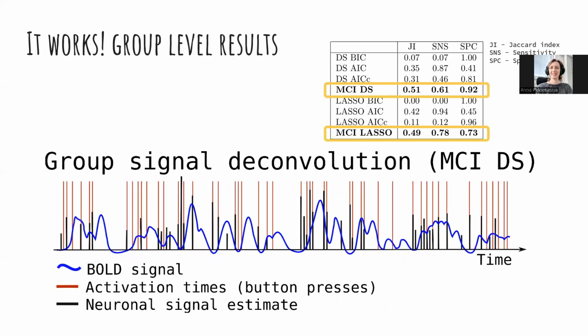We ran the deconvolution on the group signal and compared the results with the ground truth. The result you can see in this picture. The convolved black peaks should correspond to the red peaks that mark button presses. Here, the deconvolution result was quite good and much better than the standard approaches, as you can see from the table in the top right corner of the slide.